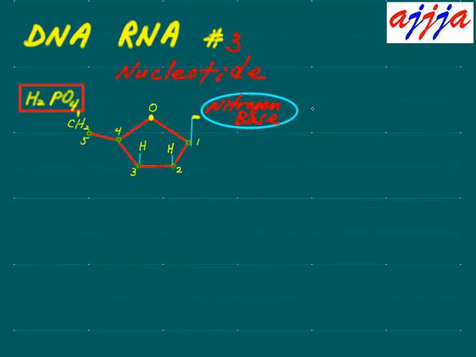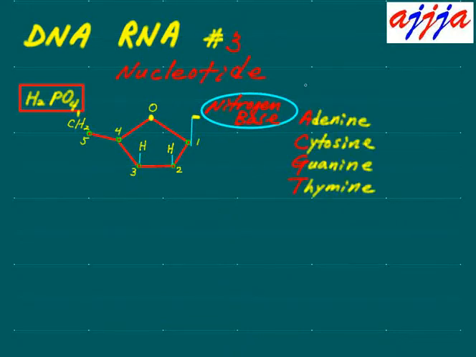We have 4 different bases in DNA. It's easy to remember like this: A, C, G, T. A stands for adenine, cytosine, guanine, thymine. Remember, I put this in alphabetical order, A, C, G, T. Remember, this one is DNA.